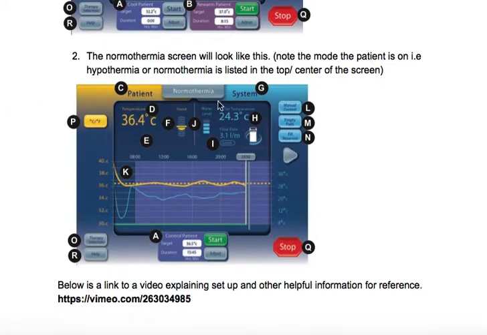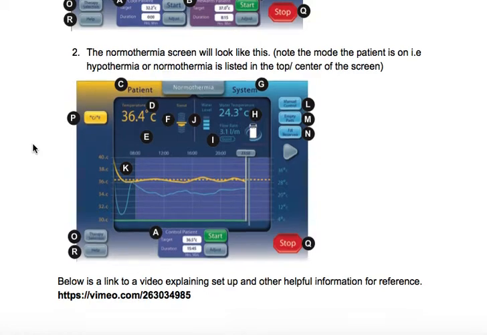And like I mentioned earlier, over here by the H, 24.3 degrees, that's your water temperature. So just keep an eye on both of those things. If your water temperature is swinging drastically, your patient may be fevering.